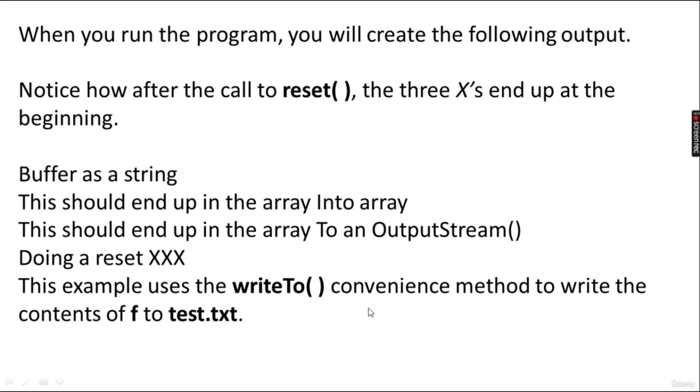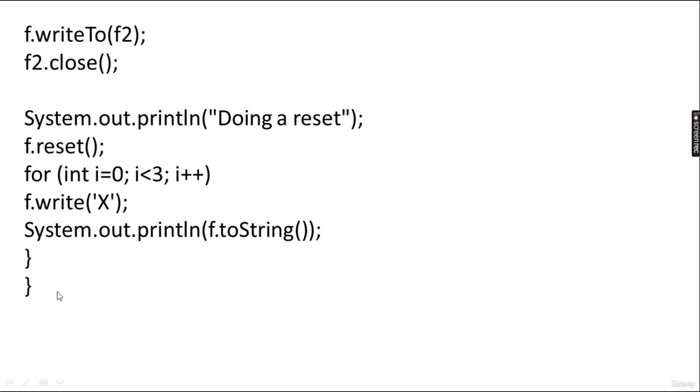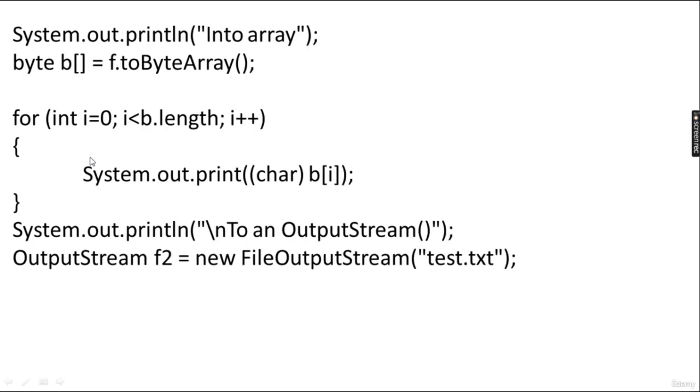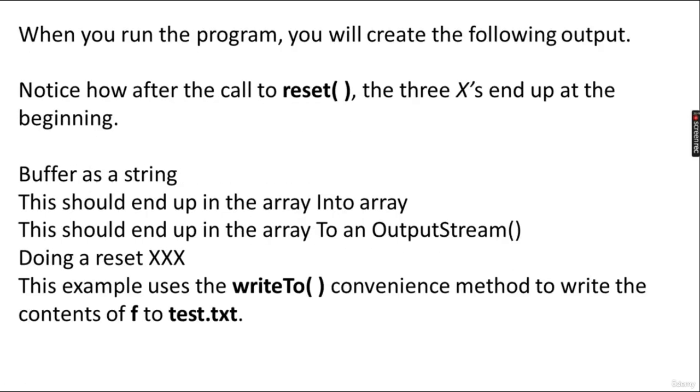This example uses the writeTo convenience method to write the contents of f2 to test.txt. Why is it a convenience method? Because you can write the data into a particular file as and when needed. Okay, and what is reset? Reset will again set the index to 0. Okay, doing a reset, x and x. So all the data is reset, like x and x.